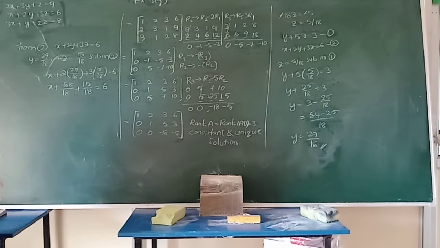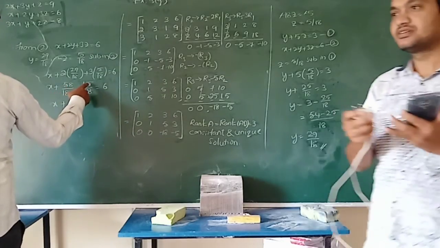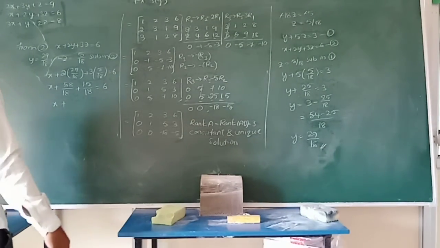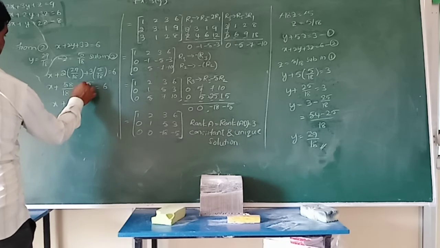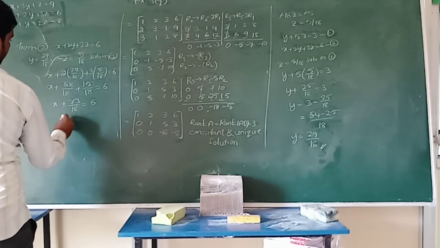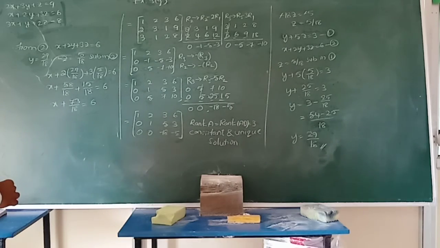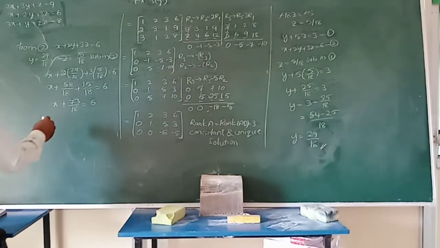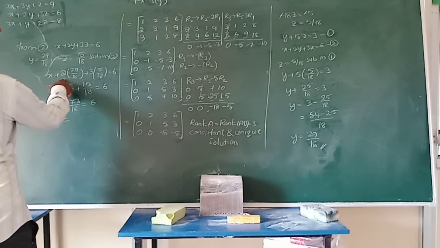Now that is equal to x plus 58 plus 15, that is 73. Now 73 by 18 is equal to 6. Now x is equal to, now 2y plus 3z is equal to 6.